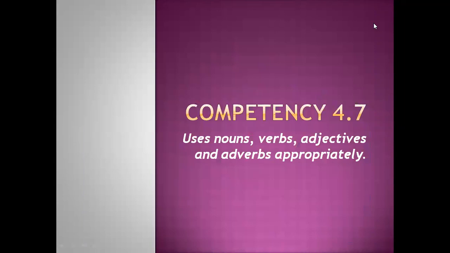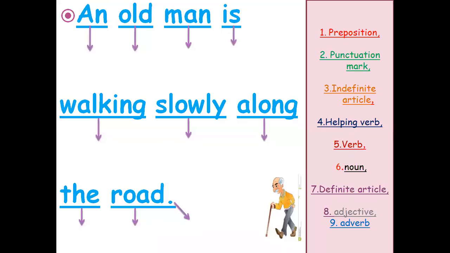Today we are going to focus on competency level 4.7. In this lesson we are going to use nouns, verbs, adjectives and adverbs appropriately. Okay children, here can you see I have mentioned a sentence. This is a complete and meaningful sentence. And can you see each and every word of this sentence is underlined.